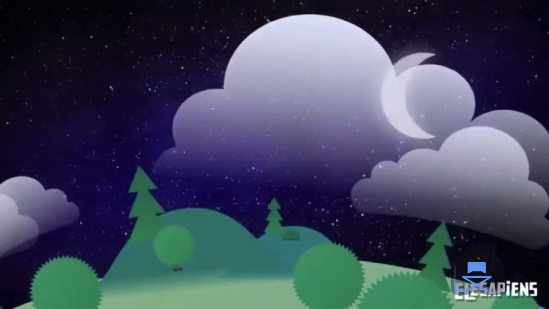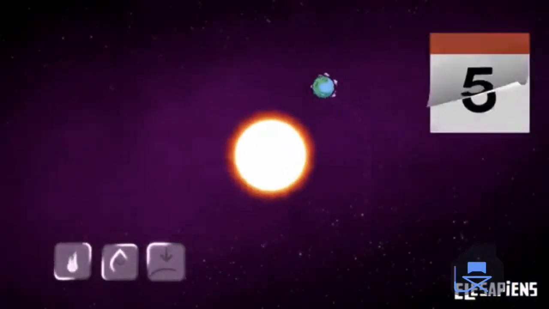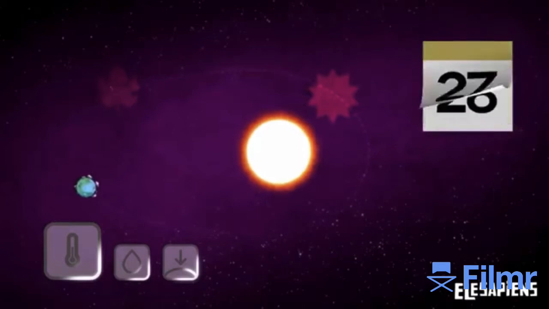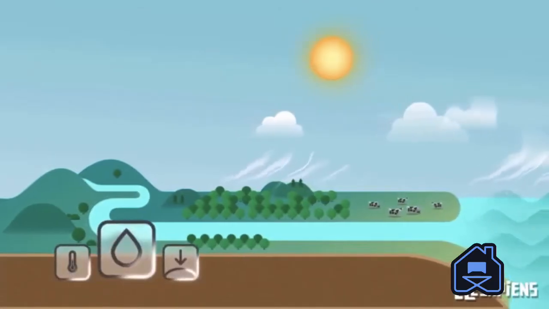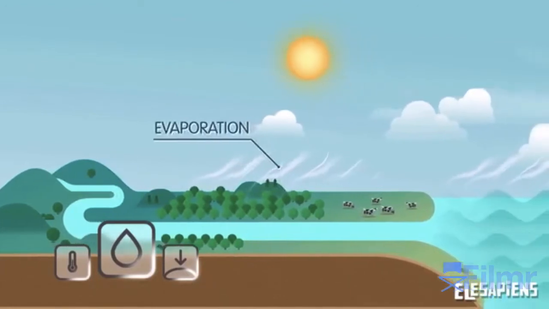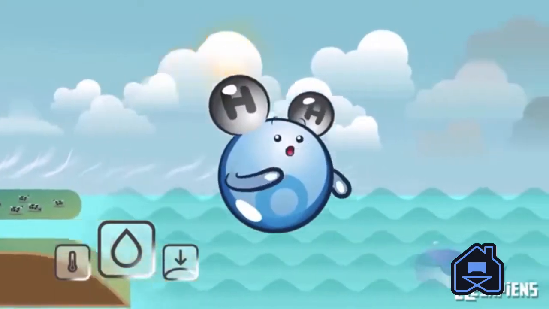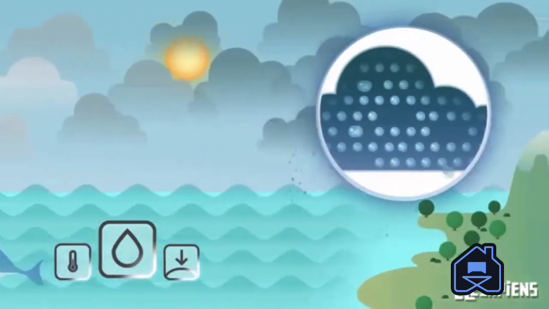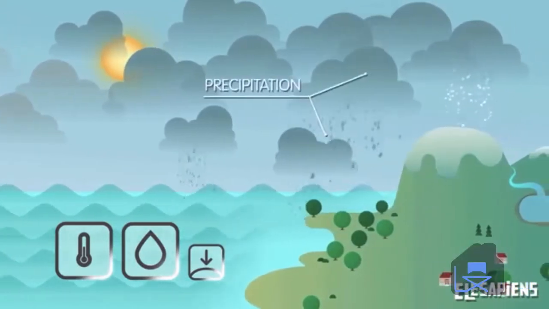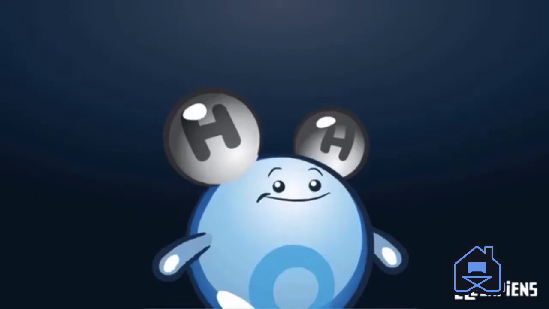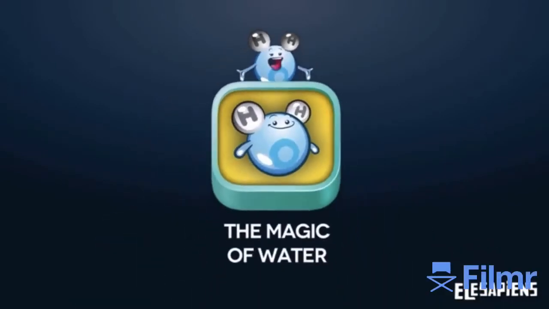Temperature is the amount of heat or cold in the atmosphere. It changes throughout the day, seasons, and regions according to the position of the Earth relative to the sun. Humidity is the amount of water in the atmosphere, evaporated by the heat of the sun. Have you heard of the water cycle? Humidity and temperature in the atmosphere are responsible for the formation of clouds and rain. I'll tell you more about the water cycle in The Magic of Water.